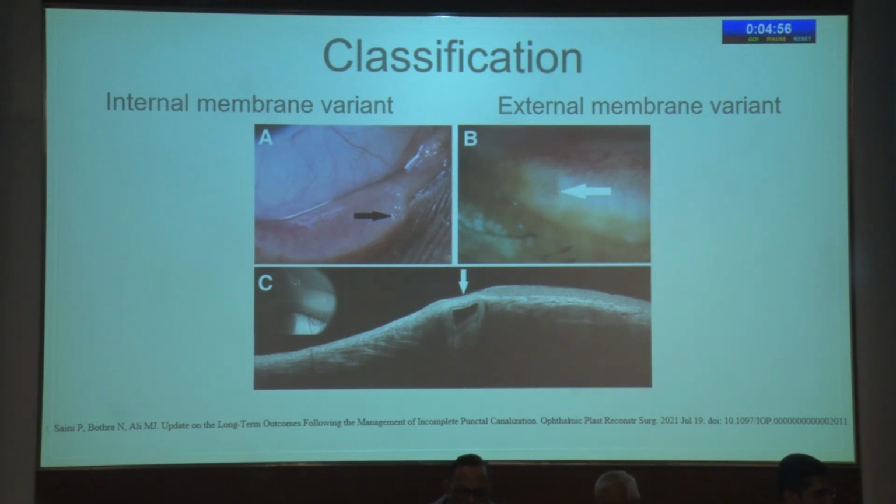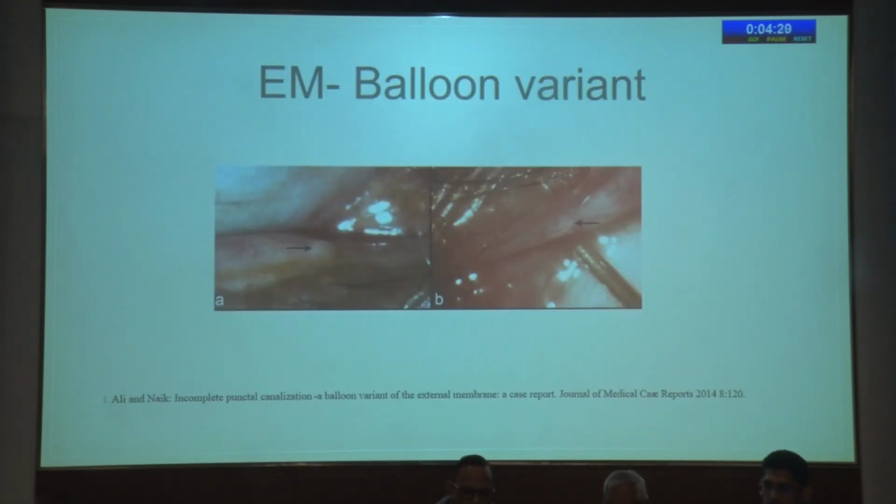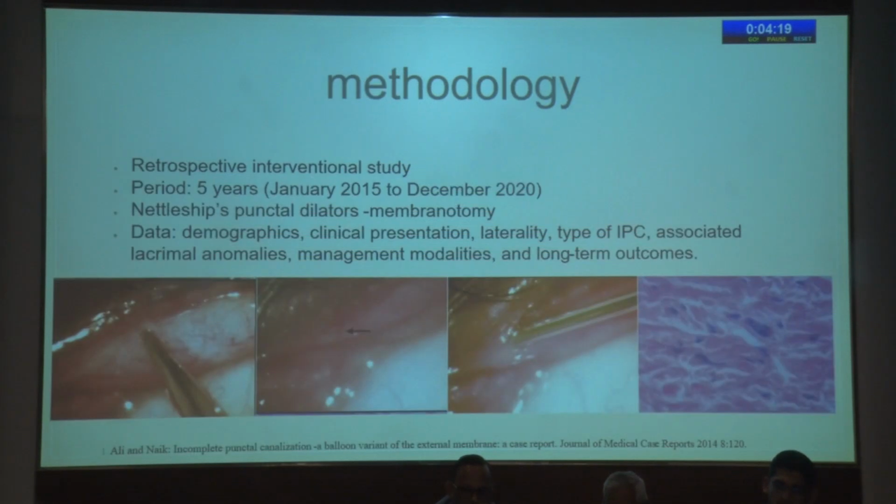So classification, this was done in 2013 by Dr. Ali MJ and Dr. Nayak. So there was an internal membrane and an external membrane variant. The internal membrane variant starts at the internal part of the punctum, and it is a slightly vascular fibrocellular membrane. The external is overlying the punctum on the external part. It may or may not have vasculature, and then there is a balloon variant, which is a part of the external with a dome-shaped elevation. The rest of the anatomy is completely normal with respect to the lid margins.